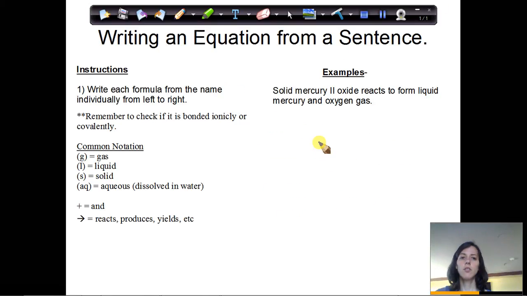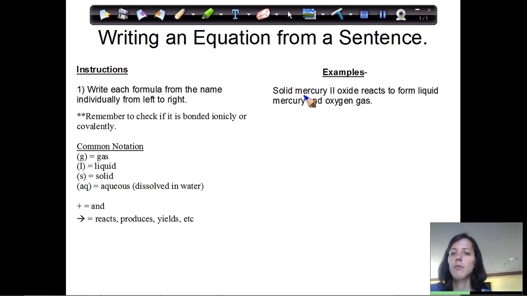So to go in reverse, it's very similar. We're just going to write the formula as opposed to writing the name out, and we're going to read from left to right, and that's the order that we will write it. And we'll include the states of matter if they are given to us. If they're not given to us, you can't determine what they are, so you would just leave them out.